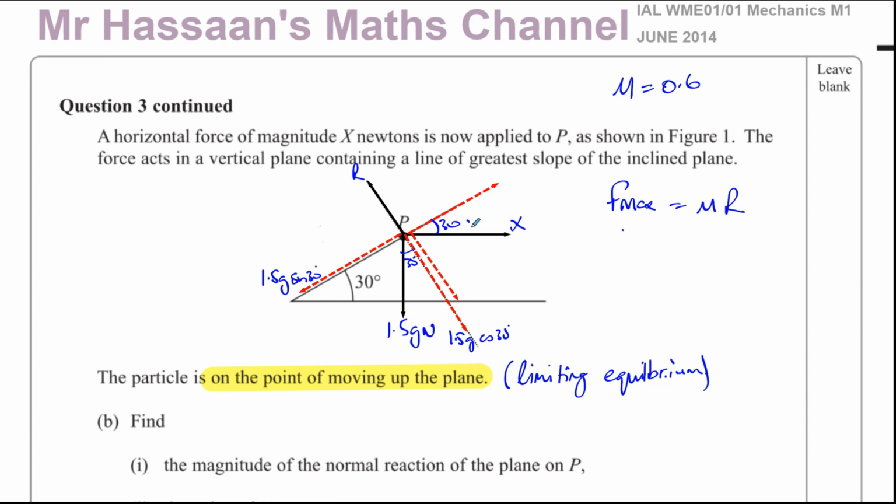And here you're going to have X times, and we're going away from the angle, that's going to be sine 30, because we're going away from the angle. It's like we're finding the opposite side. Okay, and here we're going into the angle. So we're going to have X times cosine 30, right?